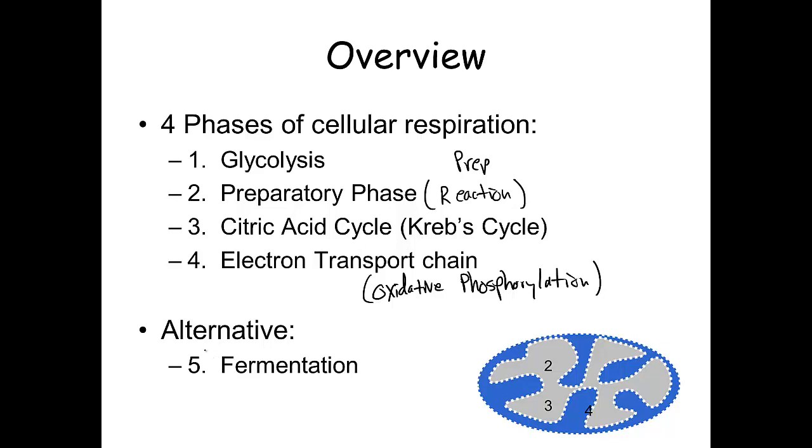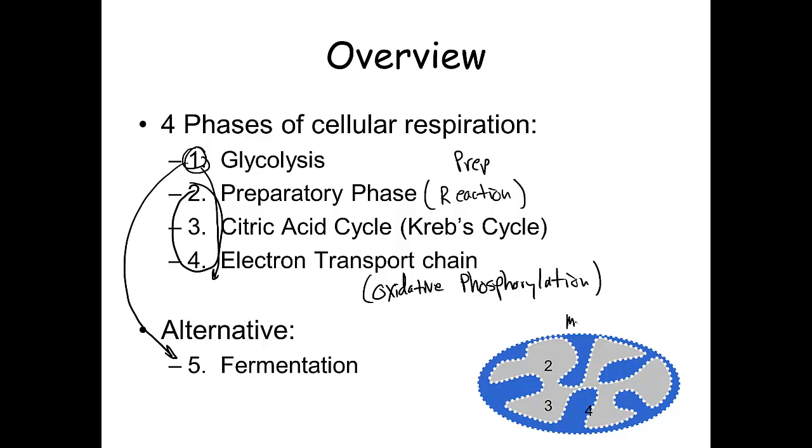Fermentation occurs as an alternative to these. So in other words, cells can either go through glycolysis and then fermentation, or they can go through glycolysis and then all of this. And we'll talk about this in more detail.